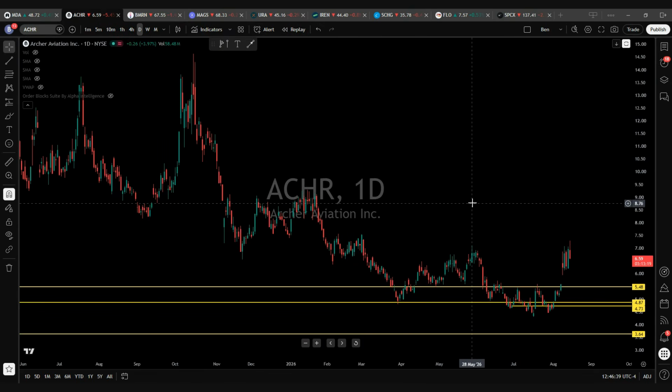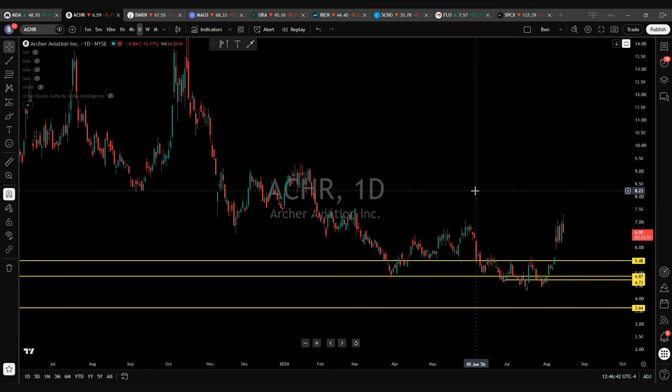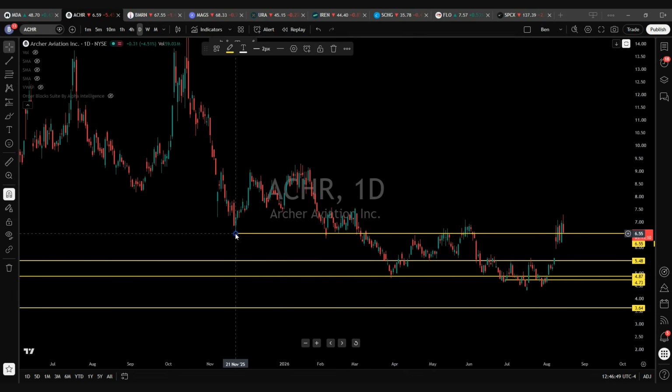ACHR. I love the chart of ACHR right now. So here's the resistance level, which is where ACHR actually needs to get back above in order for us to have a continuation move. And as you can see, we've done that twice. We've had this pivot top here, this green bar candle here, closed back below it, came back above, closed above it. If we can take out this pivot low here to the upside and then close above this high pivot point, I could see ACHR heading way higher.